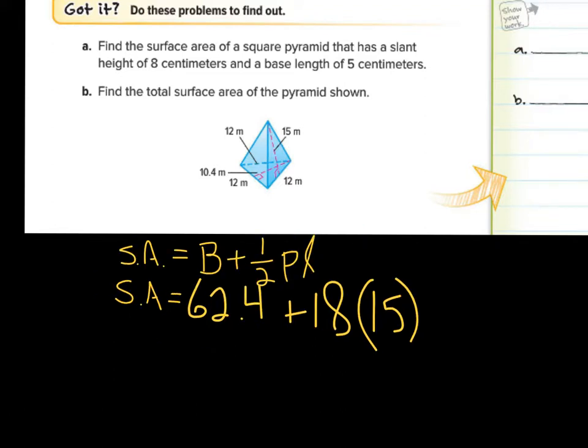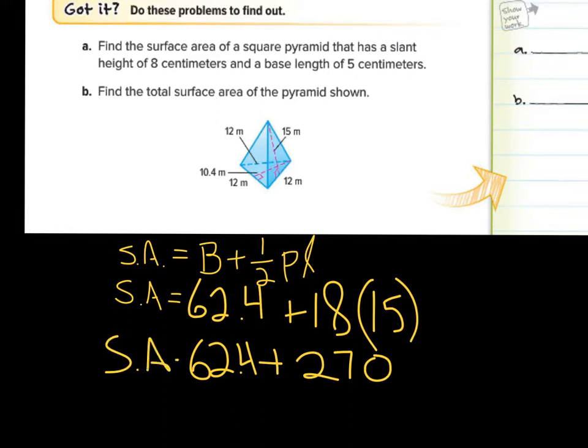And now I have to follow order of operations, where multiplication right here always comes before addition. Okay, so I'm going to multiply 18 times 15 first. And when I do that, I get 270 plus 62.4, right? I just bring down the 62.4. It's already there. I just bring it right down. And bring down my formula, right? And now I have to add these two, and I get surface area equals 332.4 meters squared.